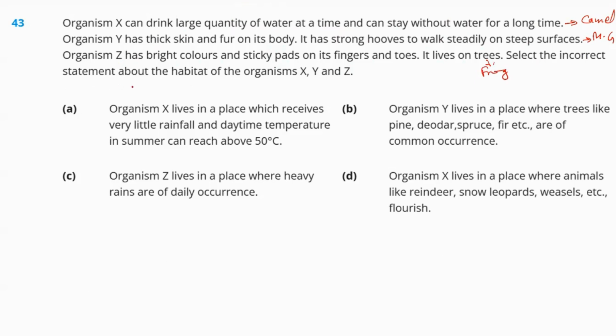Select the incorrect statement about the habitat of organisms X and Y. Incorrect. Organism X lives in a place where it receives very little rainfall and daytime temperature in summer can reach up to 50 degrees. Yes. Organism Y lives in a place where trees like pine, deodar, spruce, fir, etc. are of common occurrence. Yes. Organism Z lives in a place where heavy rains are of daily occurrence. Yes. Organism X lives in a place where animals like reindeer, snow leopard. No, our option B would be our correct answer.